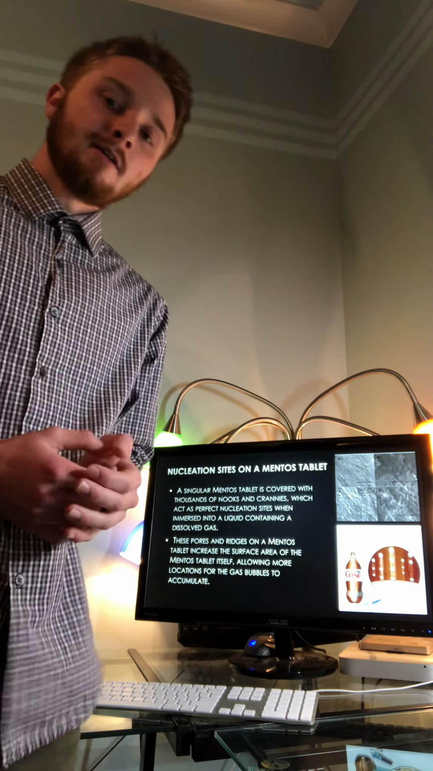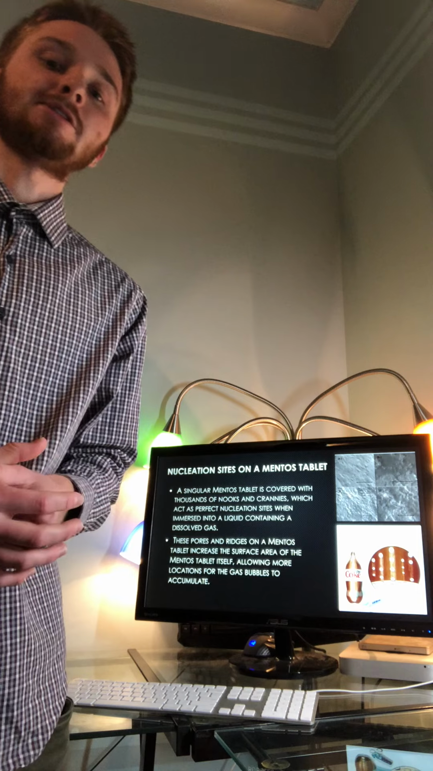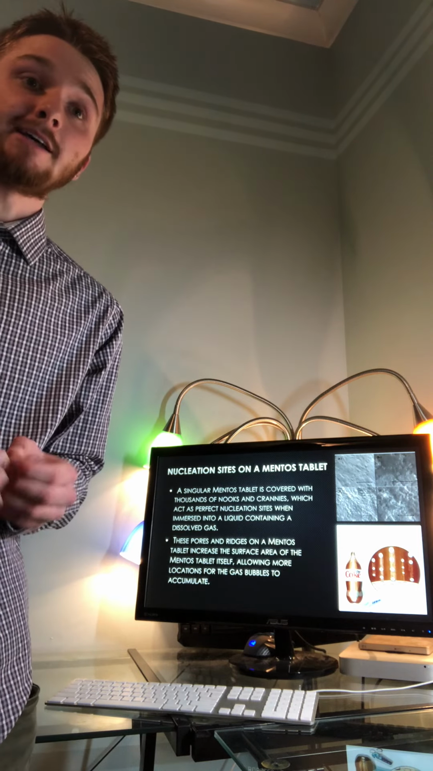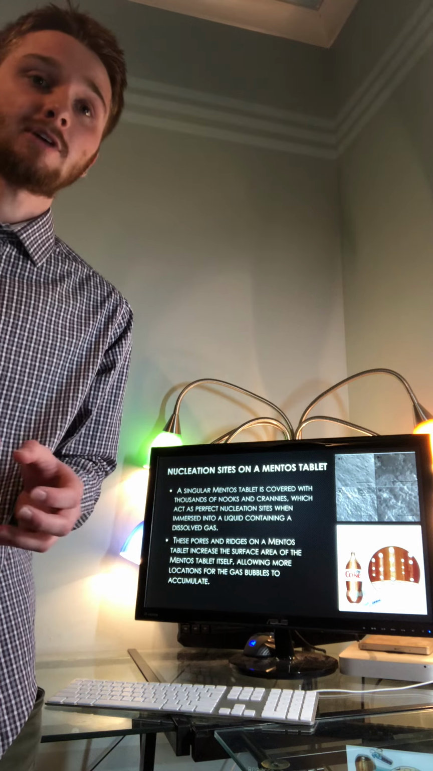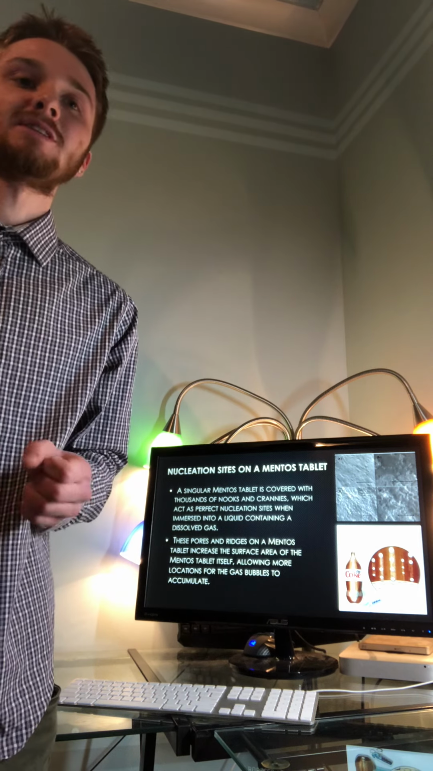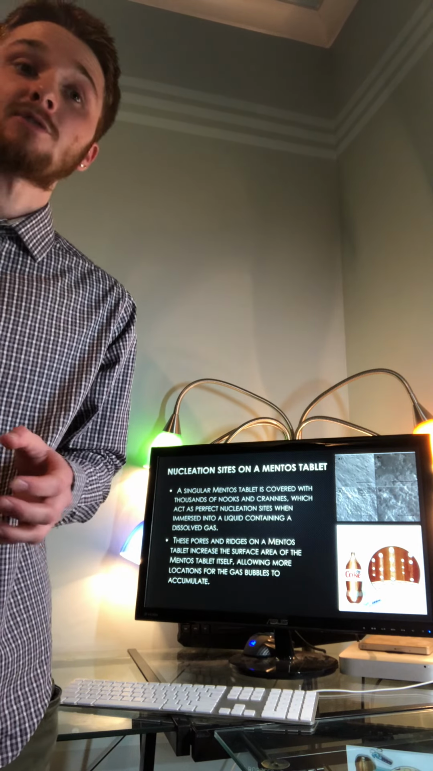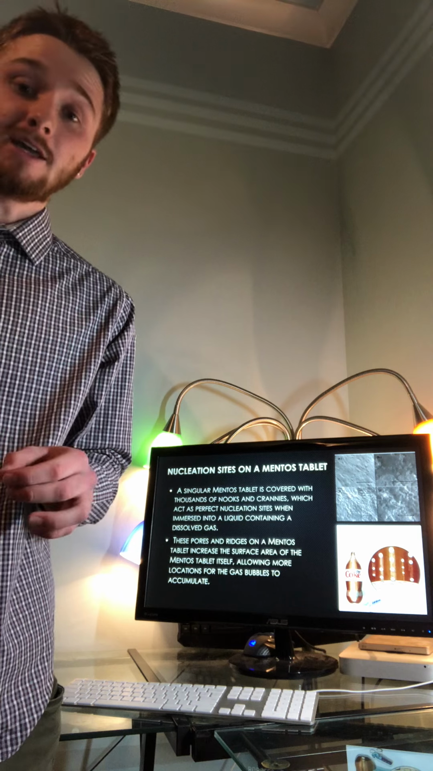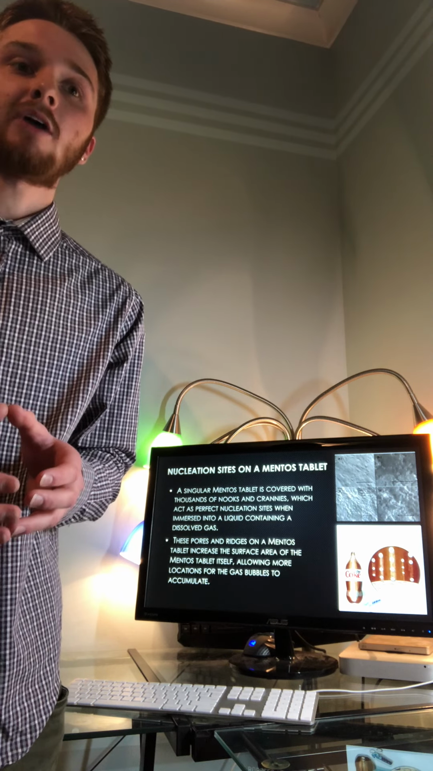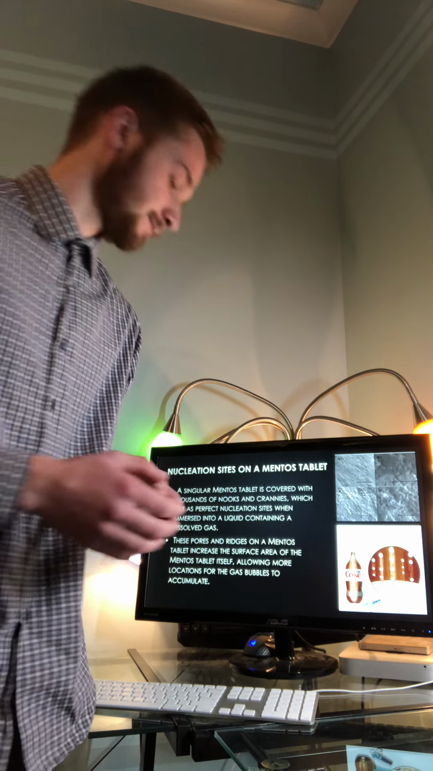So that information is great, but it may be unclear how that exactly relates to a Mentos tablet. Well, a singular Mentos tablet is covered with thousands of nooks and crannies which act as perfect nucleation sites when immersed into a liquid containing a dissolved gas. These pores and ridges on a Mentos tablet increase the surface area of the Mentos tablet itself, allowing more locations for the gas bubbles to accumulate.